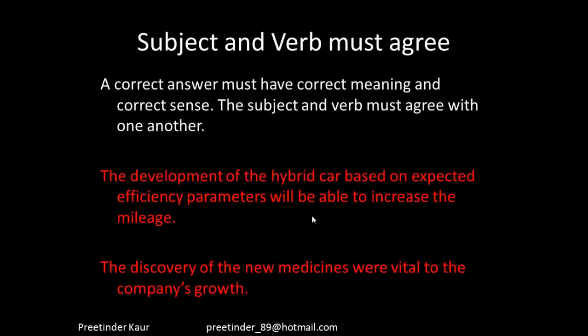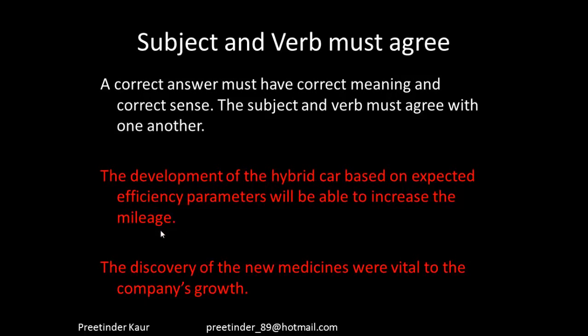The next rule is about subject and verb agreement, basically that the subject and verb must make sense and have the correct meaning, as well as agree with one another in number. Have a look at this example. The development of the hybrid car based on expected efficiency parameters will be able to increase the mileage. Now in this case, if you read it carefully, it does not have a major grammatical error. However, the meaning is not correct. So you have to use a bit of common sense as well. I'm not talking about any external knowledge, but you need to have correct meaning and common sense, as I already told you.